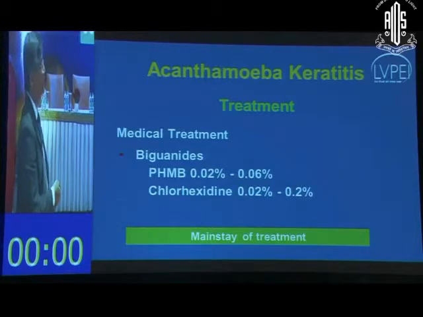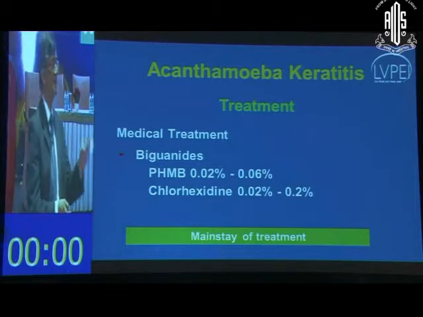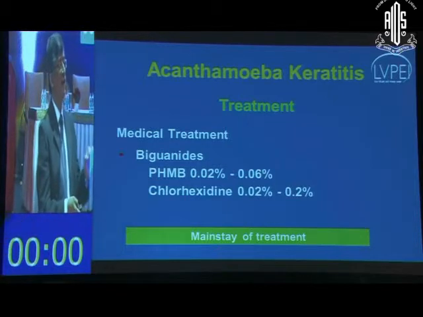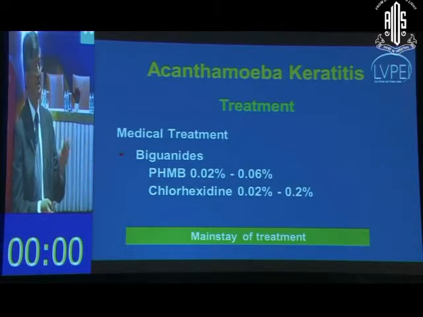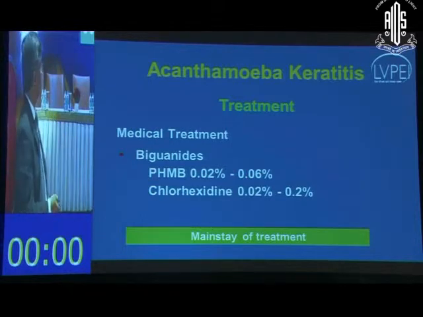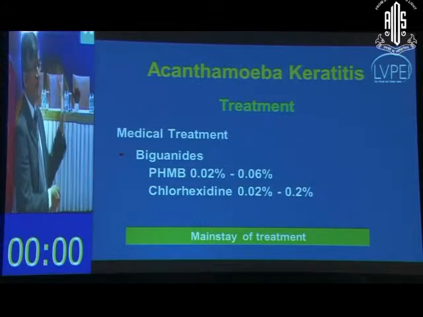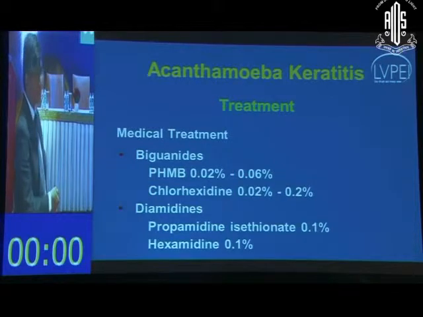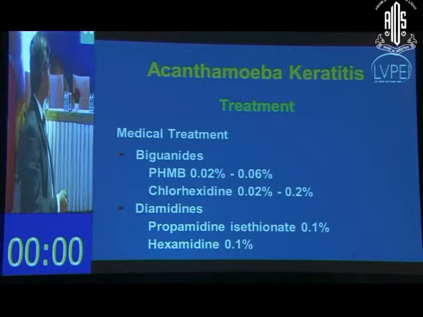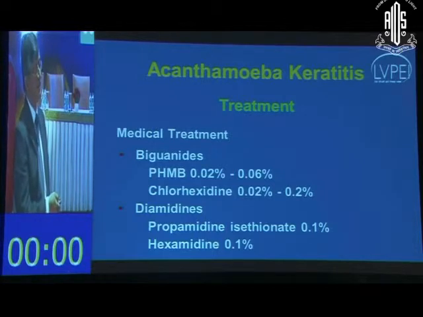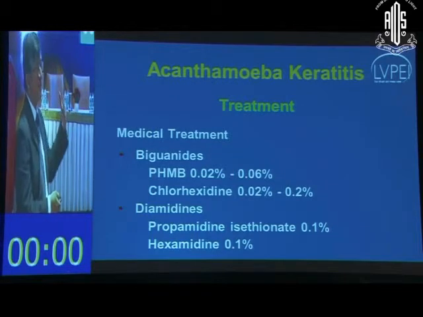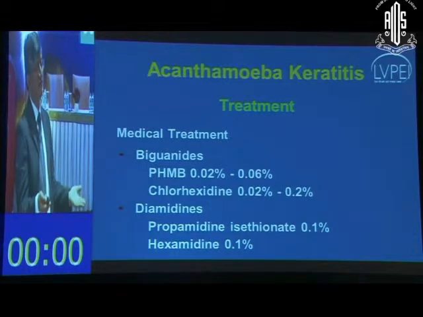These patients require treatment with antiparasitic drugs, and the drugs that we use are PHMB, polyhexamethylene biguanide, and chlorhexidine. The concentrations are shown here. So they are the mainstay of treatment. In addition, you can treat these patients with propamidine or hexamidine. The unfortunate part is that most of these drugs are not available.